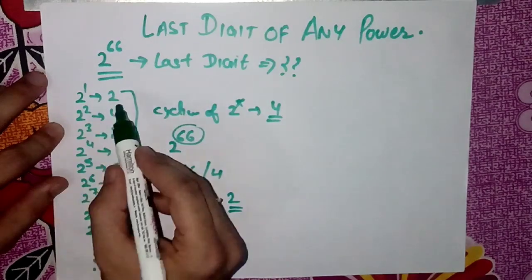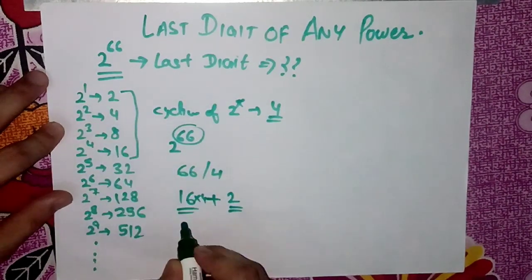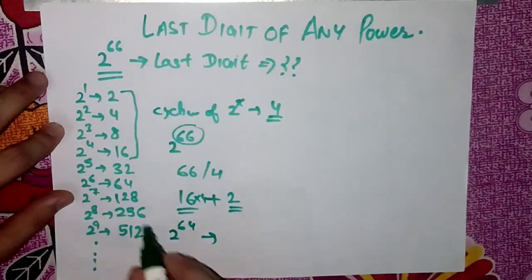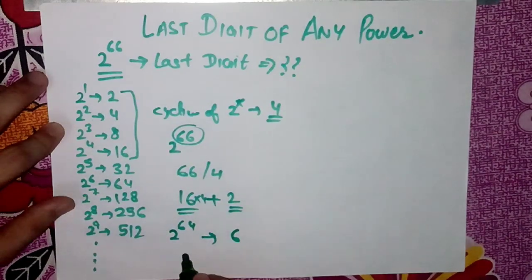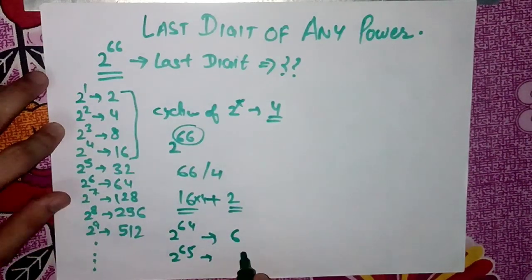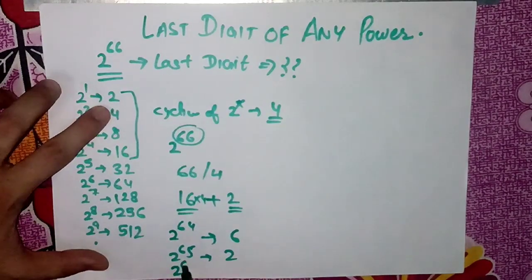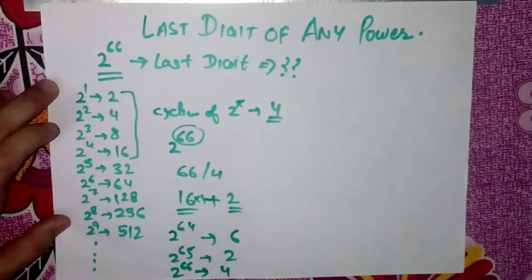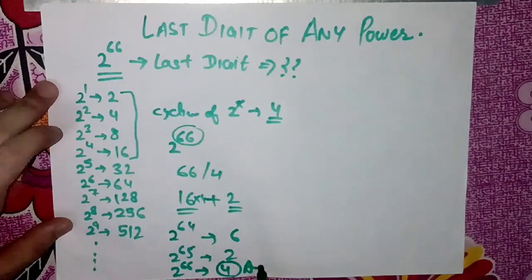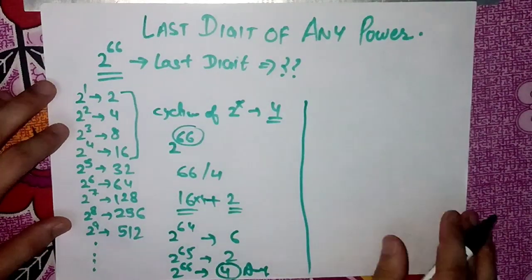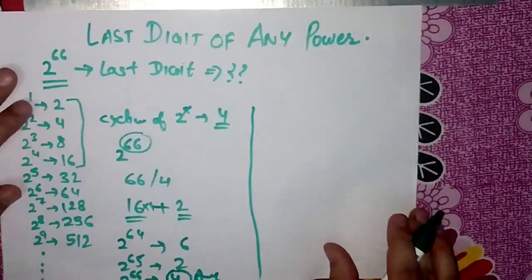So we will check here. 2 to the power 2 gives 4. In the same way, 2 to the power 64 will give last digit 6, 2 to the power 65 last digit will be 2, and 2 to the power 66 last digit will be 4. So this is the answer. This will get clear if you move on to the next question.